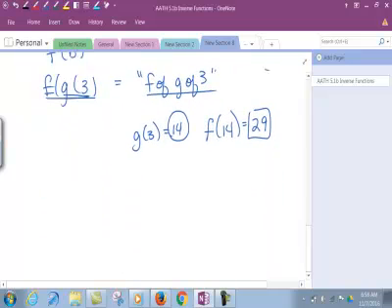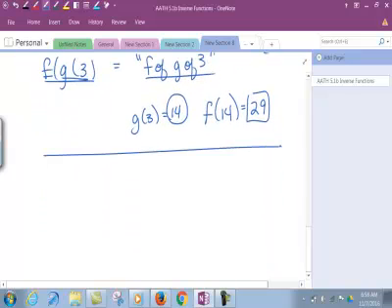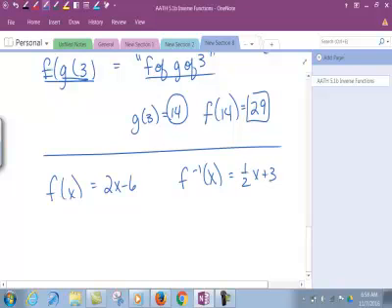So now I want to talk to you about what it looks like with inverse functions. All right, so I'm going to give you two functions that are inverses. So f of x is 2x minus 6. I think we've had this one before. And the inverse, f inverse of x, is 1/2 x plus 3. All right, and your job is to find f of f inverse of 8.